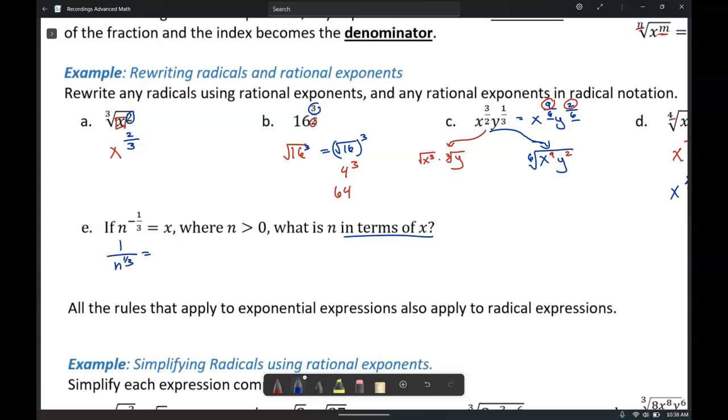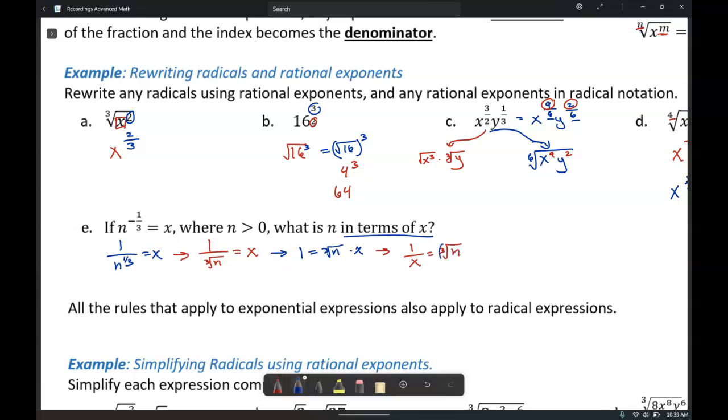And we can rewrite that in radical notation as the cube root of n. And then we can get that out of our denominator by multiplying both sides so that we have 1 equals the cube root of n times x. And then divide both sides by x, we get 1 over x equals the cube root of n.